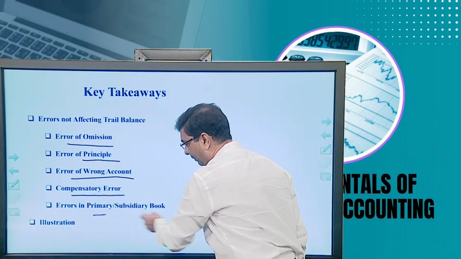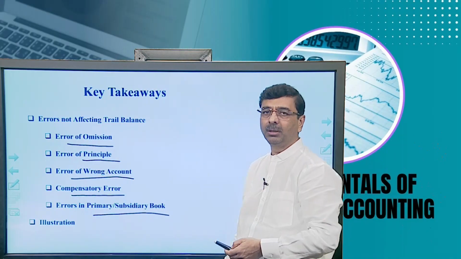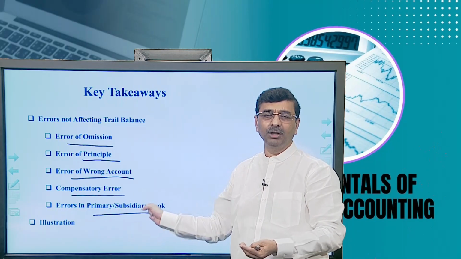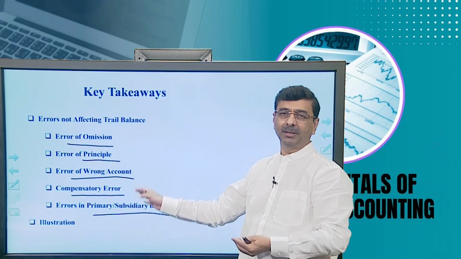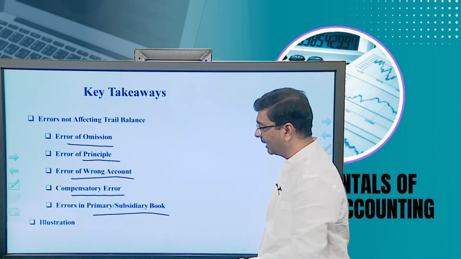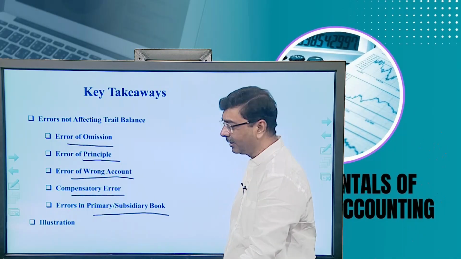And the errors in the primary book and the subsidiary book, if any transactions were not recorded properly in any of these books, also have to be rectified, which might not be affected to the trial balance. And at last we'll discuss the illustration also.